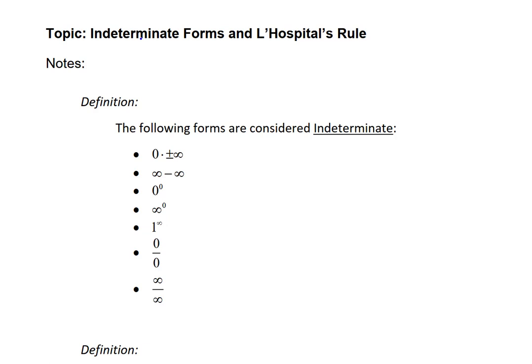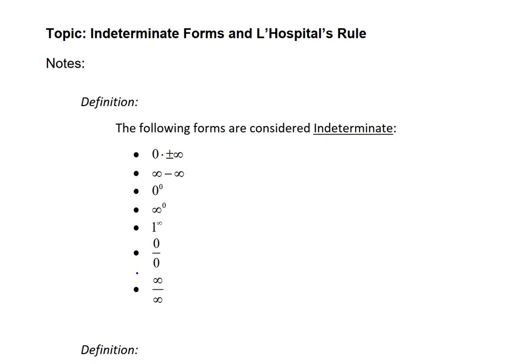This video is about indeterminate forms and what's called L'Hopital's rule. Yes, it looks like "Al Hospital's rule," but it's pronounced L'Hopital's rule. For our notes, we'll start with the definition and say the following forms are considered indeterminate.